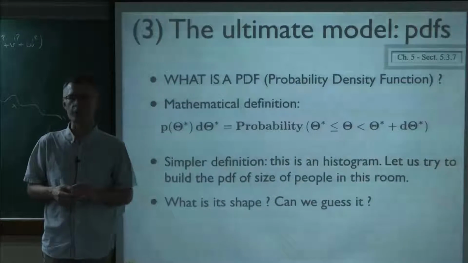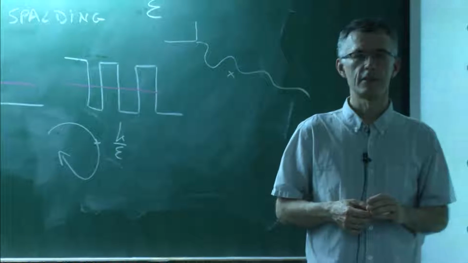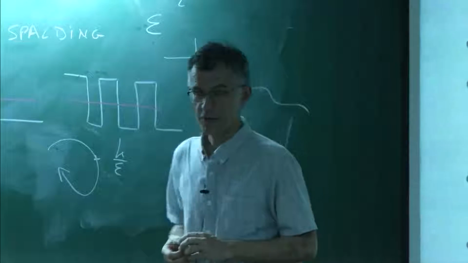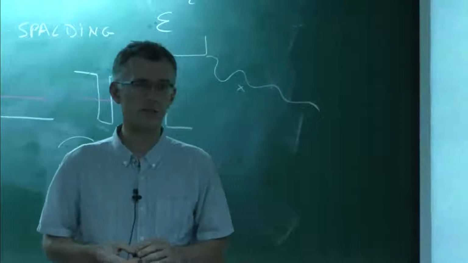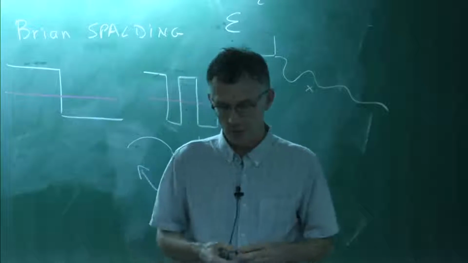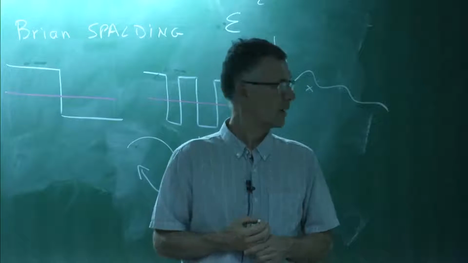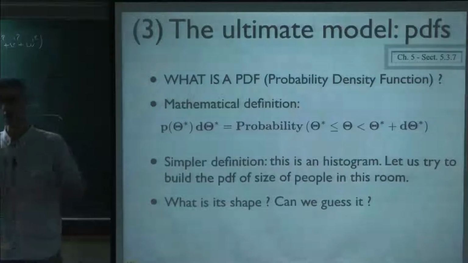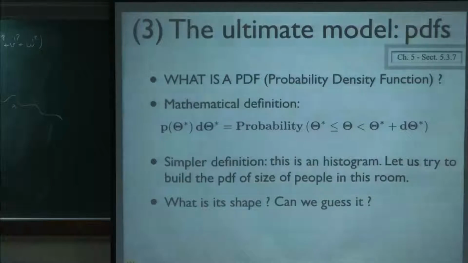So who knows what a PDF is here? Okay, not that many people. So we're going to make a small exercise. A PDF, a probability density function, is really not much more than a histogram. So the histogram today is going to be the PDF of the size of the people not in this room, probably at IIT. So how would you do that?